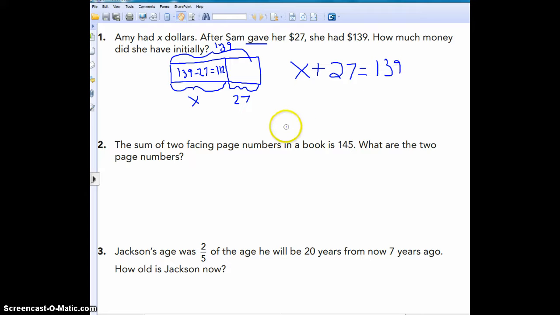Okay, so there's our equation. And you can see where this stuff came from. Basically, the important thing here is to get the right operation. She gave her $27, so that's adding. I'm going to subtract 27 from both sides. Just my normal solving equations methods. And I get X equals 112. Okay, and you can check this answer again by plugging the 112 in there. It says 112 plus 27 equals 139, I see that it's balanced. Both sides equal 139.